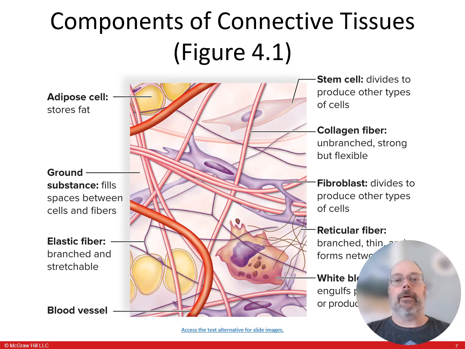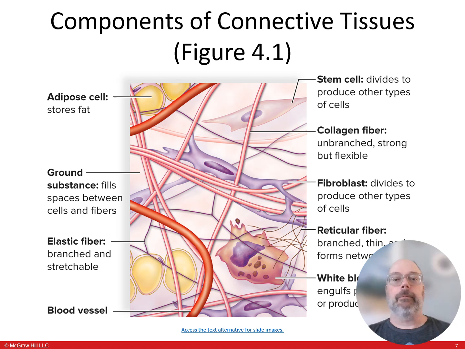Here are different components of different connective tissues. Top left, we have the adipose cell, which we also call a fat cell. It stores fats. We have elastic fibers that are stretchable and help keep the matrix together. That red tube is a blood vessel, which transports lots of different things through it. We have a little stem cell top right, which can turn into other types of cells. So it's like the beginning cell.